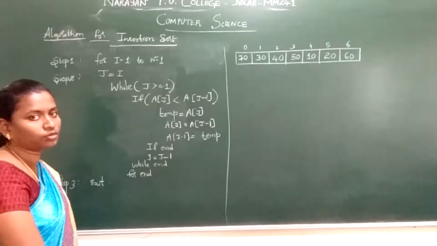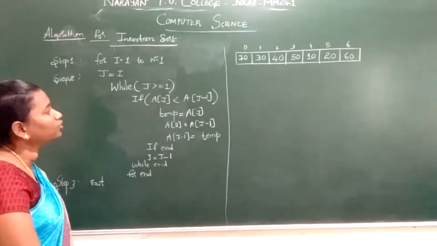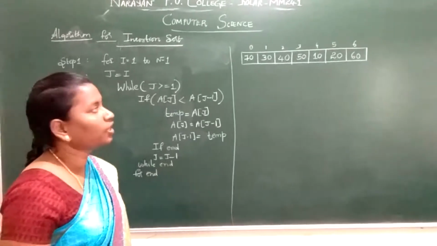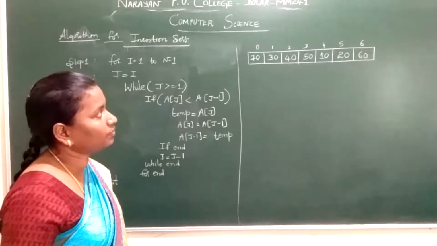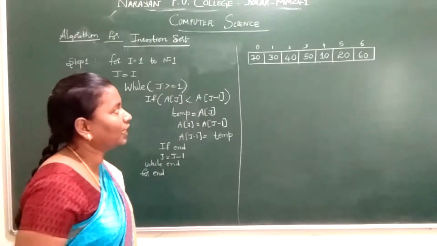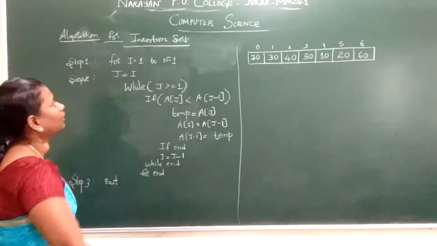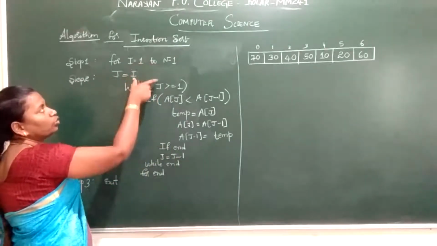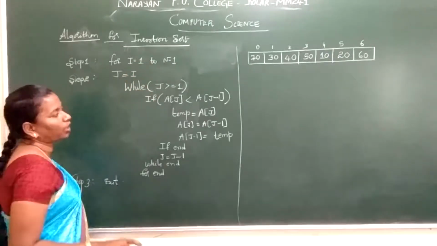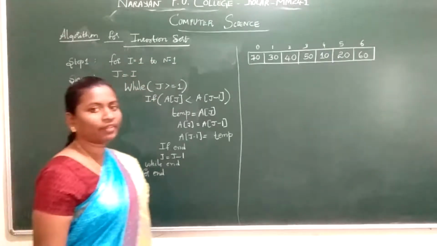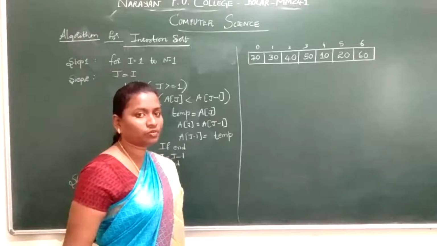Okay students, now we'll see the algorithm as well as the tracing, how it works. I've taken an array of size 7, so I've taken 7 elements, and the indexing starts from 0 to 6. We'll consider the algorithm. Here I have two loops, one is a for loop and one is a while loop. The while loop I have kept for swapping, and the for loop is for the passes.